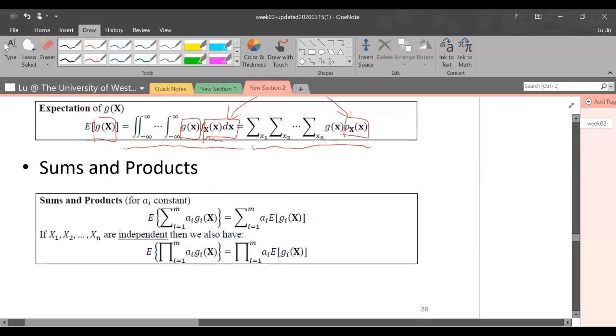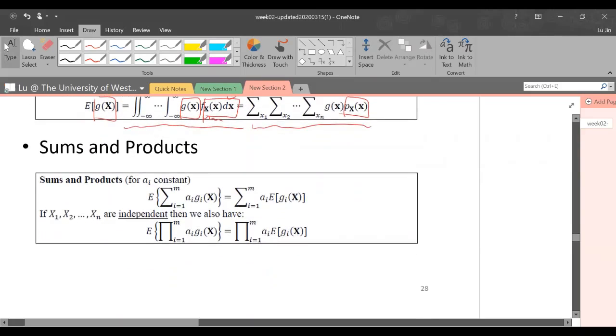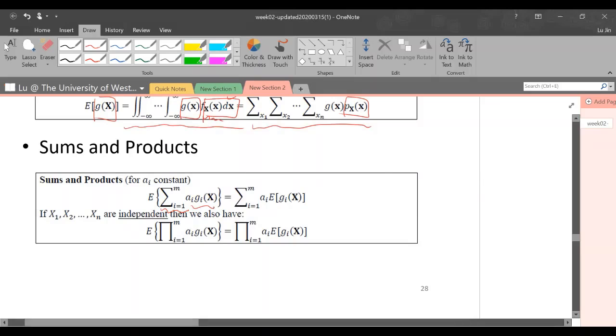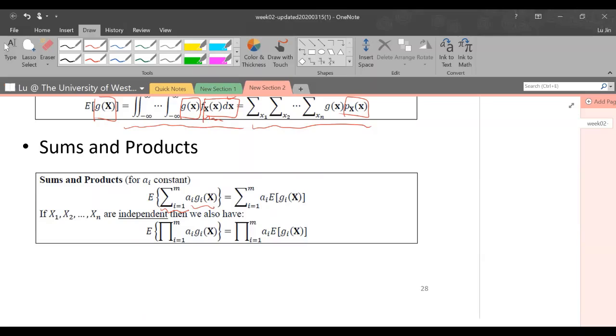Okay. Sums and products. Expectation of the summation of a_i times g_i, because inside of the expectation operator we have a summation of a sequence of terms. So we can apply the expectation operator to each of the g_i functions. We mentioned the expectation operation only acts on the random part, so a_i does not need to stay inside of the expectation operation. Okay, this is pretty simple.